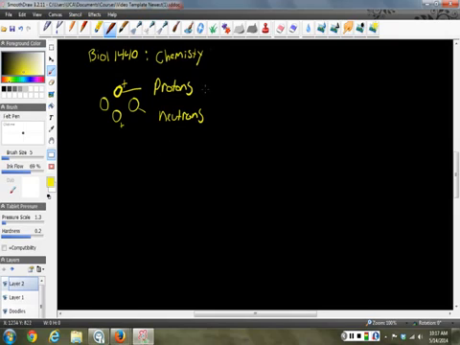Now, the number of protons determines the element, what that atom is. Remember, an atom is the smallest unit of an element that still has the properties of that element. So you can have an atom of gold, or an atom of silver, or an atom of hydrogen.